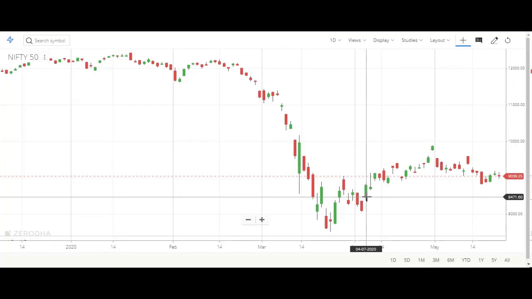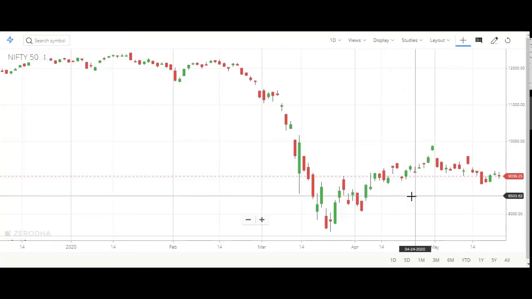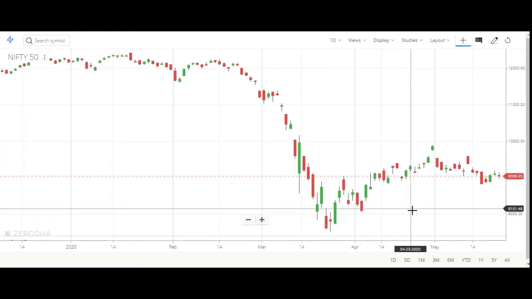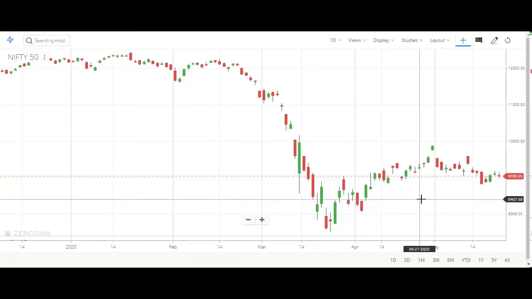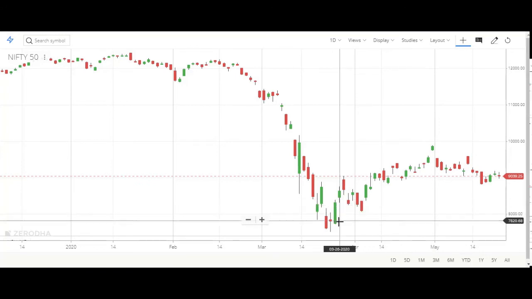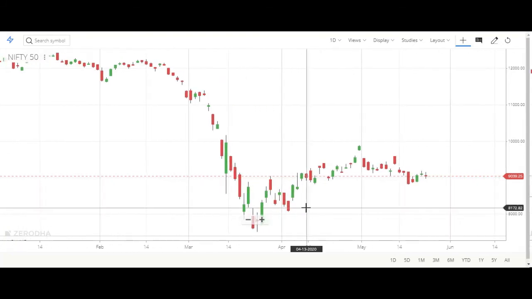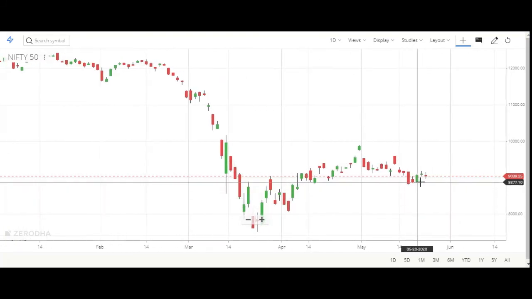So if you are achieving the 1:2 ratio, you can always close your trade and come out of it by booking your profit, or you can trail your stop loss, and you can even stay with the trade.